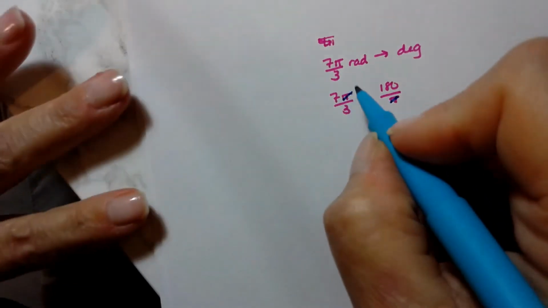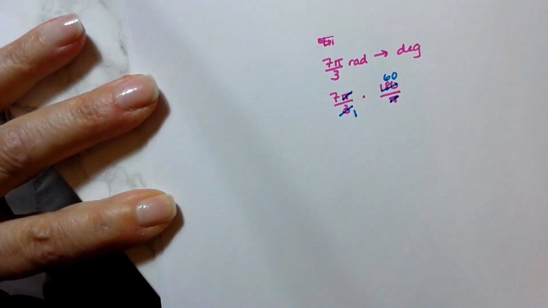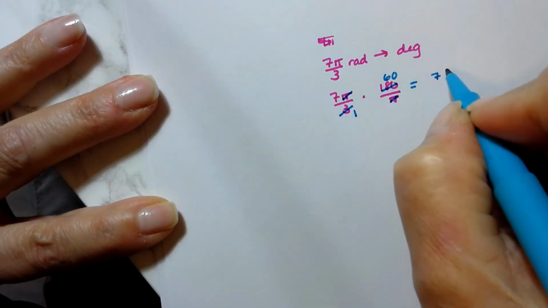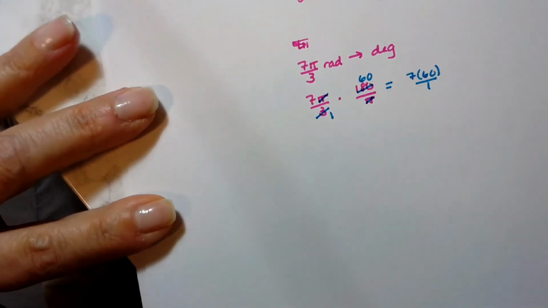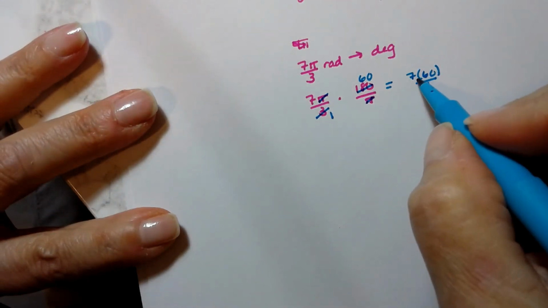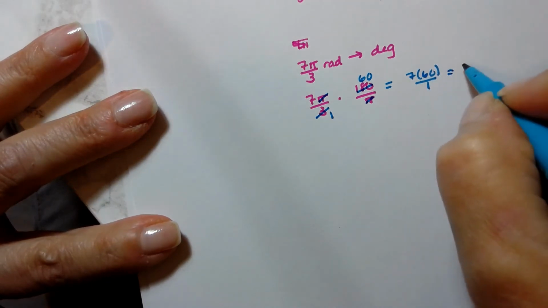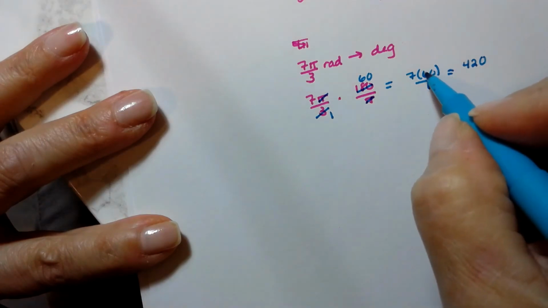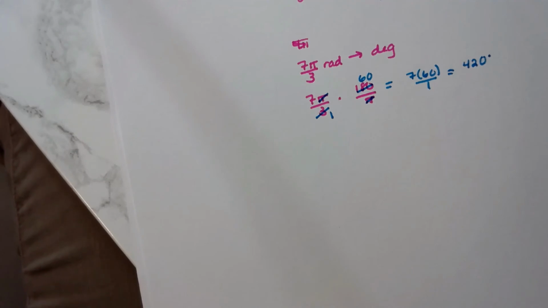And I say, hey, 3 goes into itself once, and it goes into 180 60 times. So what am I left with in the numerator? I'm left with 7 times 60 all over 1, so you don't have to write that. There's nothing to cancel, so I just have to multiply 7 times 60. Well, 6 times 7 is 42, but I have to add that 0 there because it's 60 times 7. So 420 degrees is equal to 7 pi over 3.